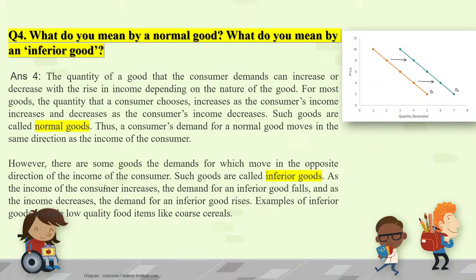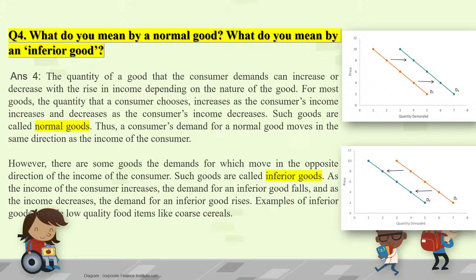So now coming back to inferior good, it moves in the opposite direction of the income, meaning that when income increases, demand for the inferior good will fall. So they move in opposite directions. Such goods are the inferior goods. So here there is a kind of opposite relationship between the two. You can see here there is an inward shift, shifting backwards.